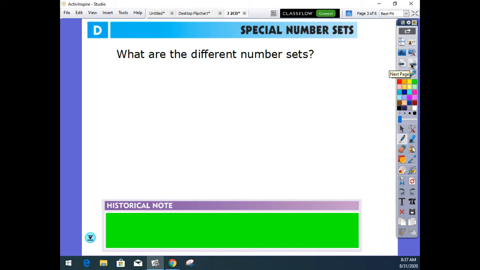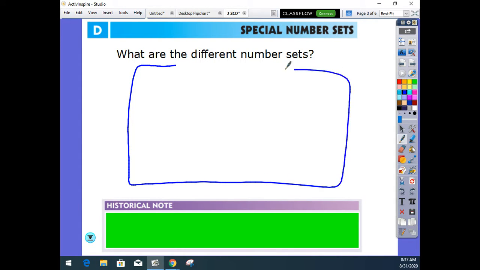All right, letter D is all about specific number sets. So I always draw a nice big box here. All right, and we talk about the most basic set of numbers, and we call those the natural numbers. I go back to college when we used to put a line through it. The natural numbers are the numbers you start with 0, and then the numbers you count by. 0, 1, 2, 3, 4.